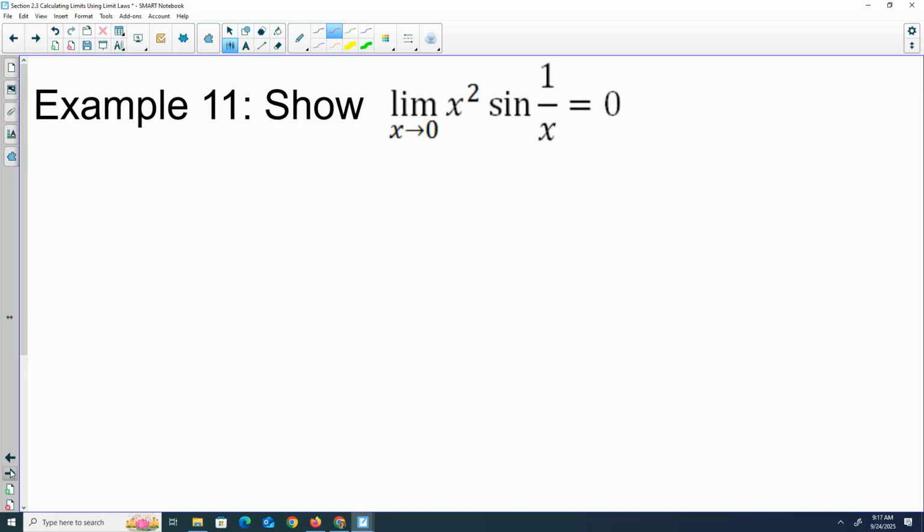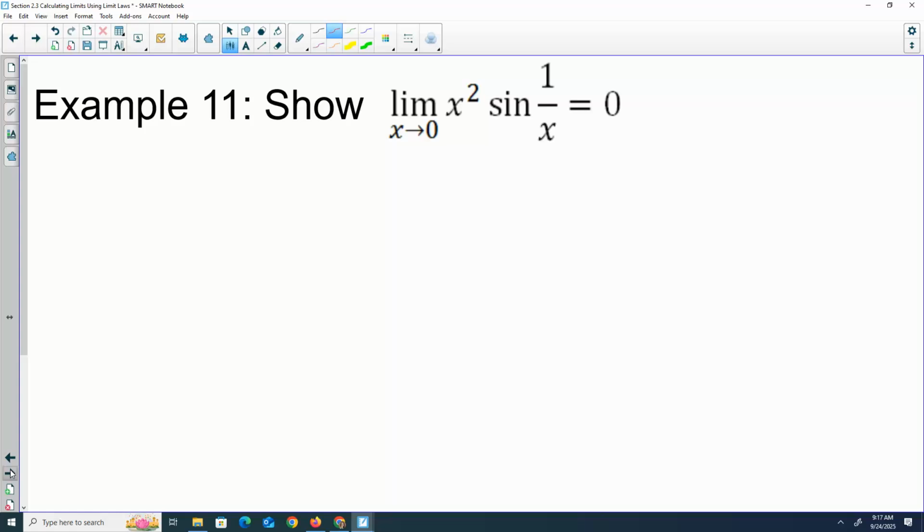So here is what we are going to do. I want to show that this is equal to 0. I have absolutely no limit laws that tell me how to deal with trig functions, so I can't just plug it in. It's not even a normal sine graph, sine of 1 over x, so it does some weird things. Now, could we make a table of values or try to come up with a graph?